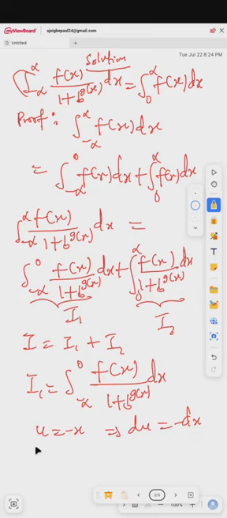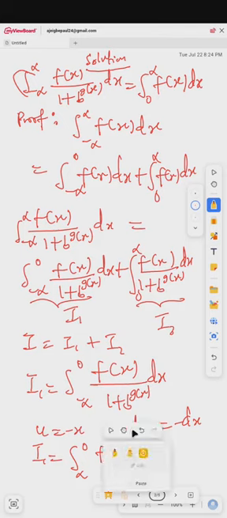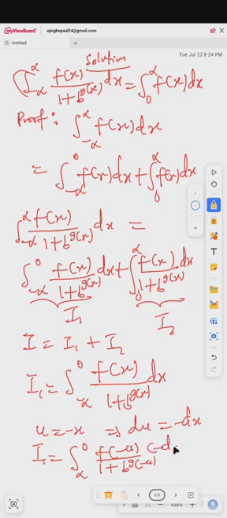So you're going to have I1 equals the integral from alpha to 0 of f of minus u, since u equals negative x, so x will be minus u, over 1 plus b raised to the power of g of minus u, and then we have dx, so the dx will be negative du. Okay, we have negative du.